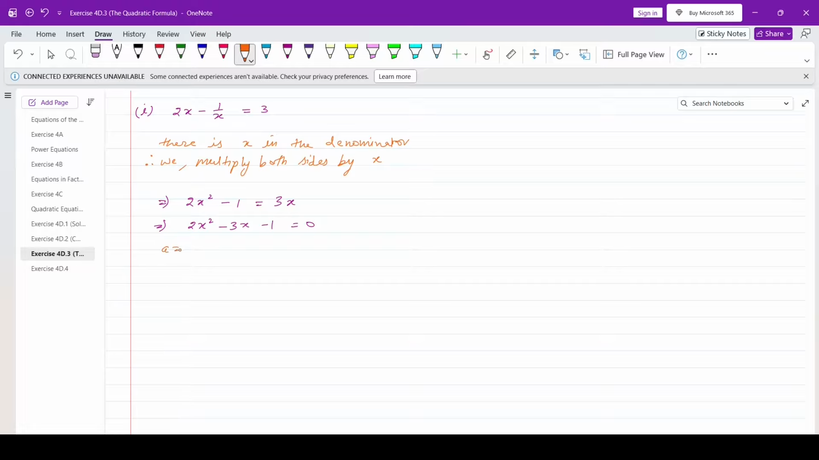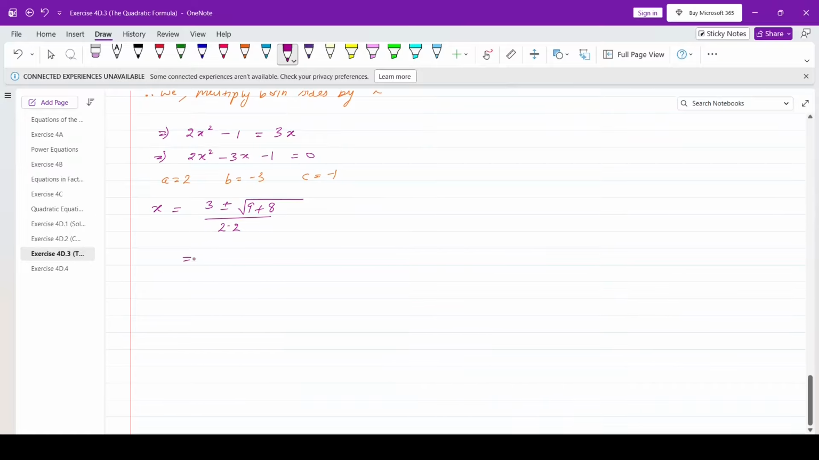Now from here we know a is equal to 2, b is equal to negative 3, and c is equal to negative 1. Plugging these values in the formula, we get minus b, that becomes positive 3, plus or minus root of b square, that is 9, minus 4ac, that is 4 times 2, 8, times negative 1, negative 8. So we get 9 minus negative 8, that becomes 9 plus 8, and 2 times 2. So this becomes 3 plus or minus root 17 divided by 4.